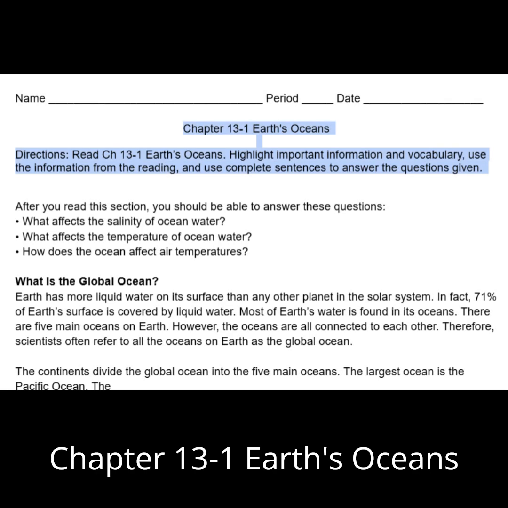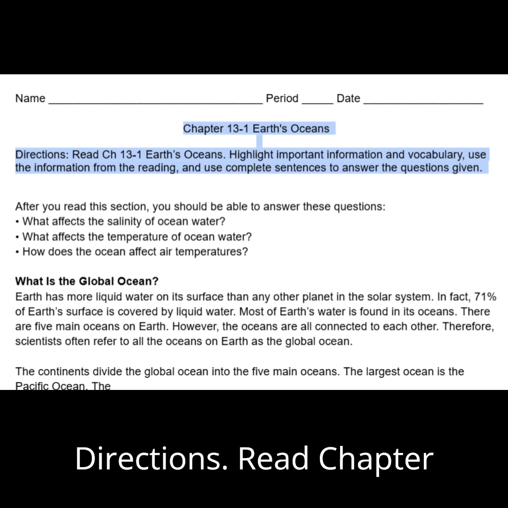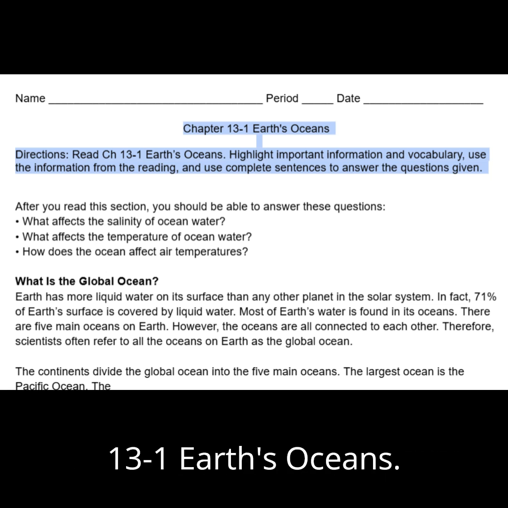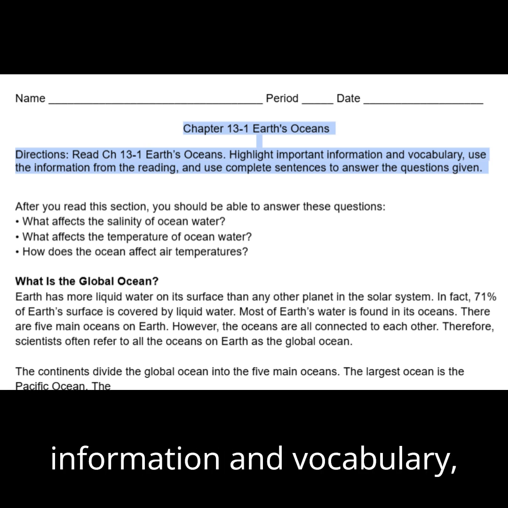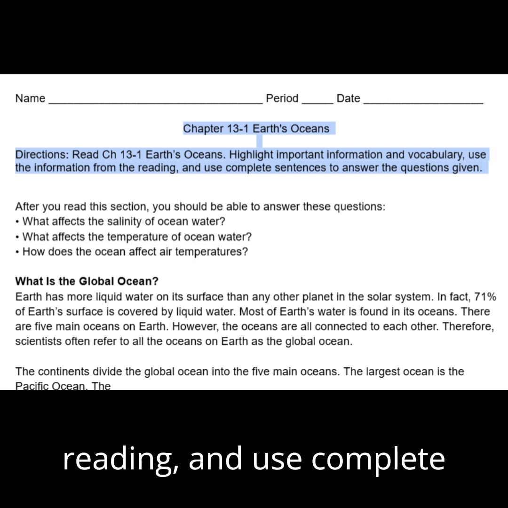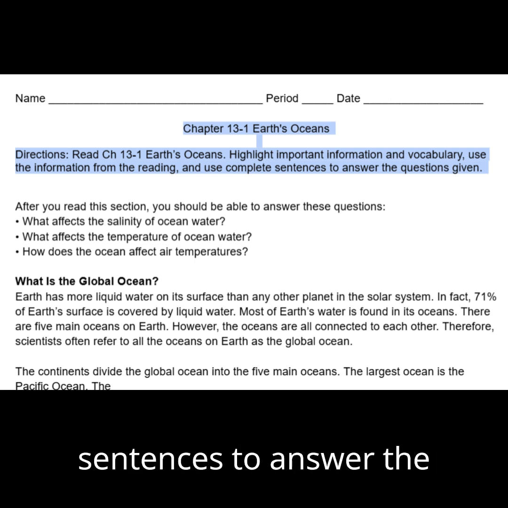Chapter 13-1, Earth's Oceans. Directions. Read Chapter 13-1, Earth's Oceans. Highlight important information and vocabulary. Use the information from the reading, and use complete sentences to answer the questions given.